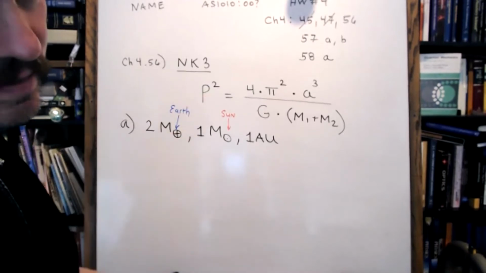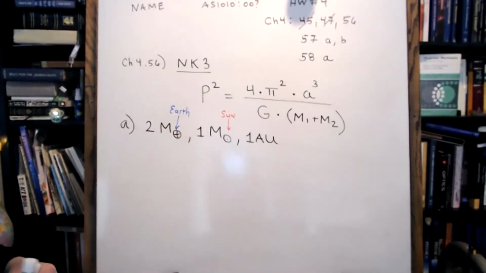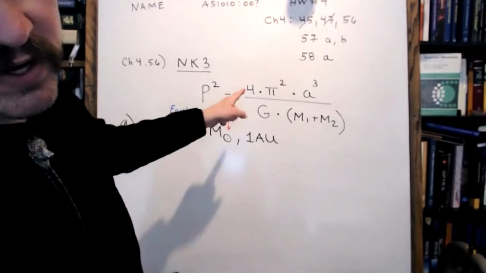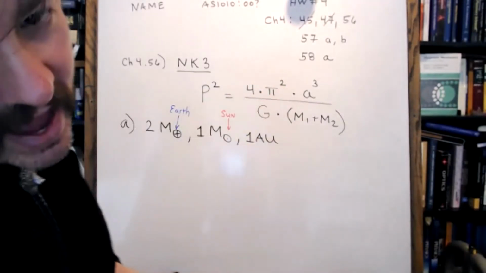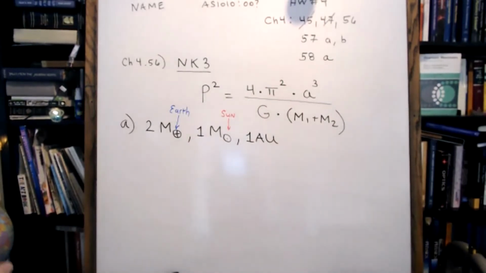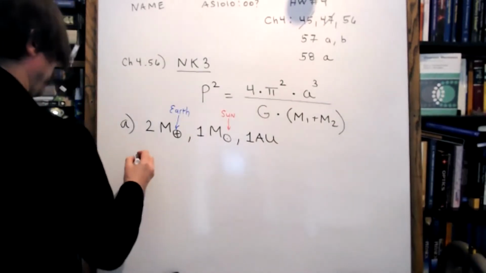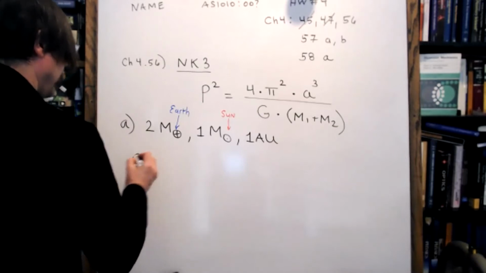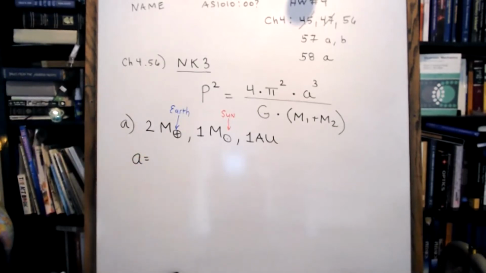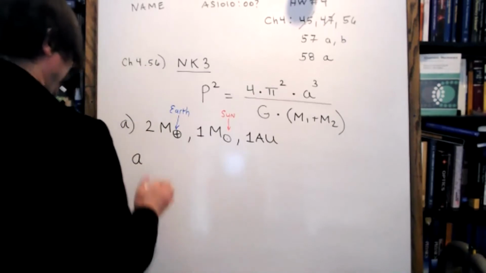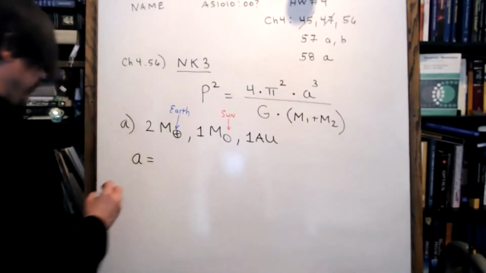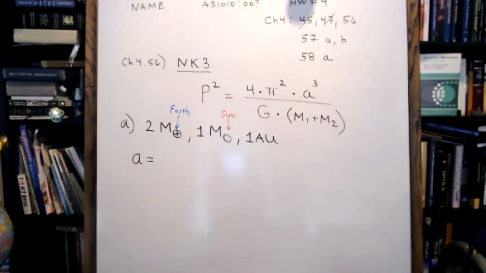Our goal is to calculate the period. How should we begin? Let's first identify all the variables. We know 4, we know pi, we know square, we know G. What's the A? What is A in this problem? Can't identify A, can't do the problem. A is the distance in meters.